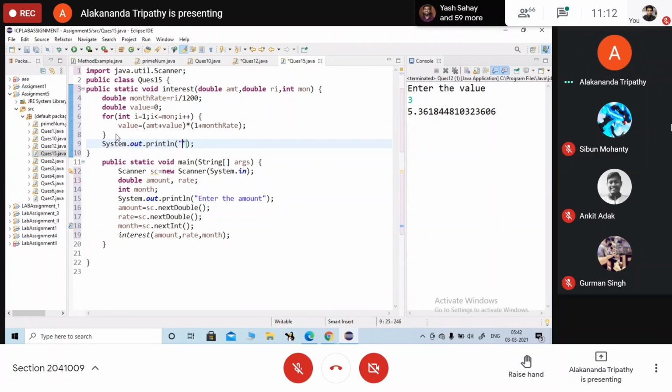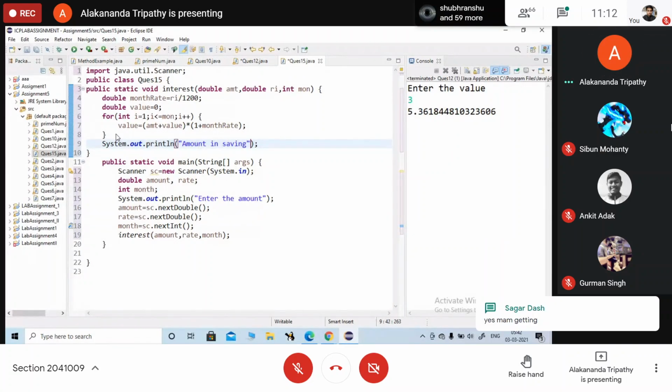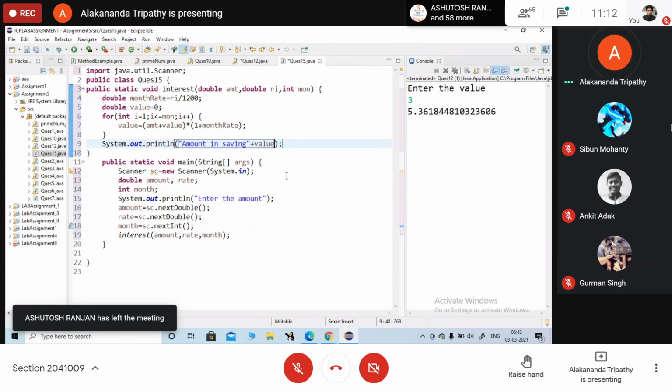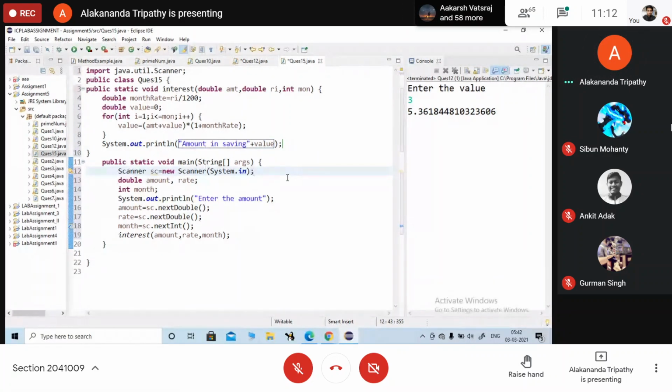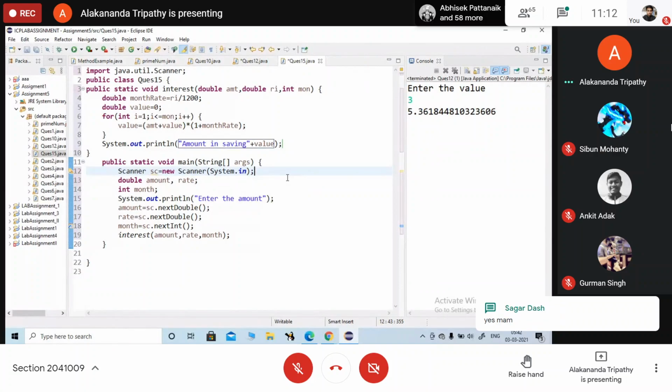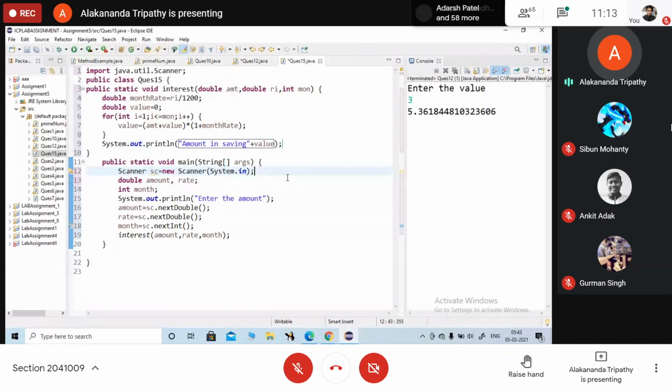Sagar, are you there? So यहाँ पर क्या print करोगे? What the value you are going to obtain? Are you clear? Question number 15. Yes, it is correct. So here you need to print it outside the for loop. You need to print it outside the for loop. Okay, according to the question.